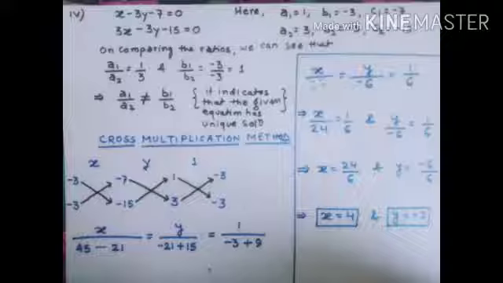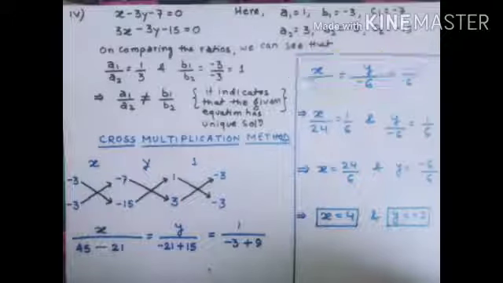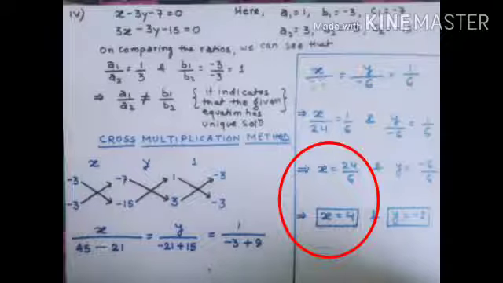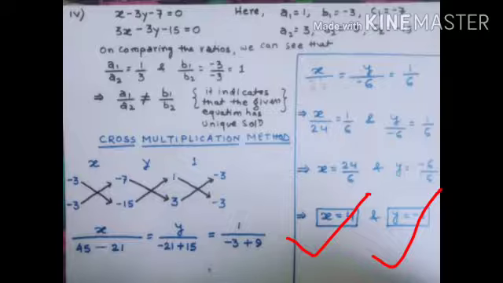When we proceed further, we get x divided by 24 equal to y divided by minus 6 equal to 1 by 6. Now we equate x divided by 24 equal to 1 by 6 and y divided by minus 6 equal to 1 by 6. Finally we get x equal to 24 by 6, that will become x as 4, and y equal to minus 6 by 6, that will become y equal to minus 1. So the value of x equal to 4 and y equal to minus 1.